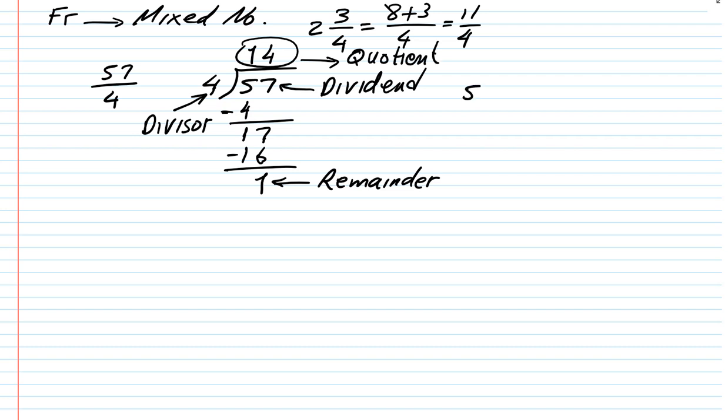Therefore, we can write 57/4 in the form of a mixed number as a quotient and a remainder over a divisor. So that would be the representation of that number. That's how you go from fractions to mixed number. You have to do long division. Okay.